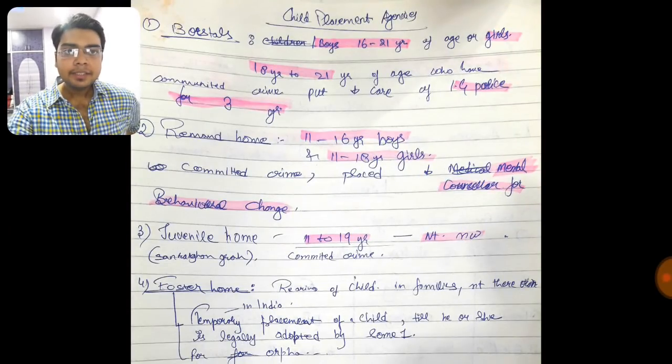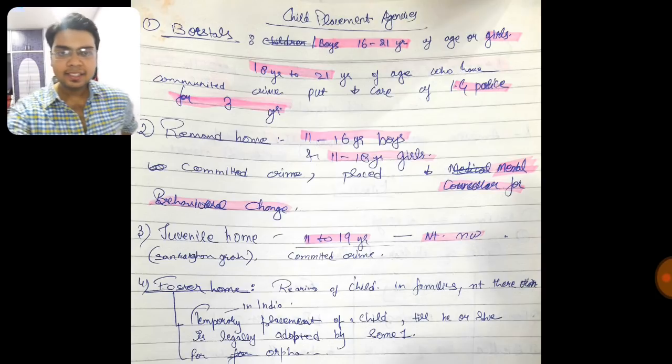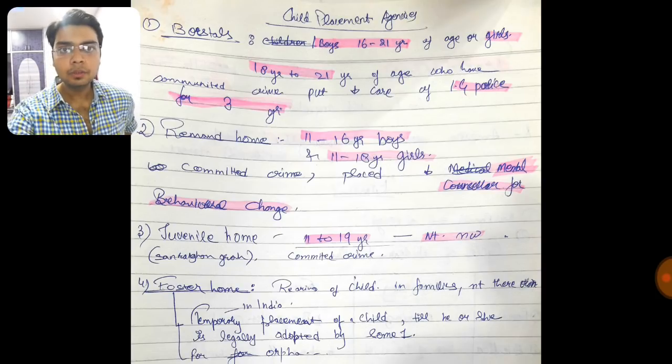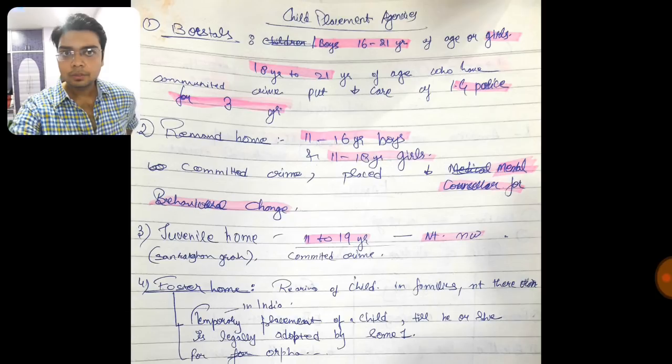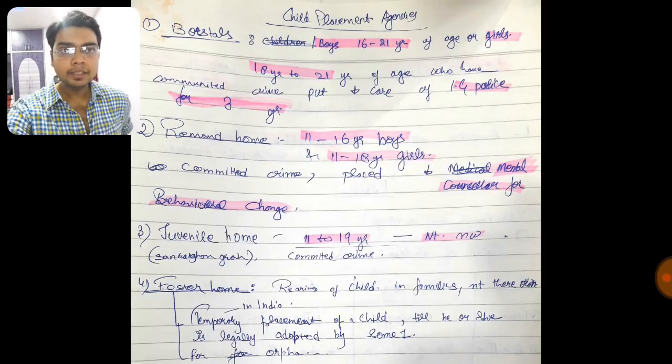Now there are different child placement agencies. This is very rare, but they do ask this. So you should know what is Borstal, what is remand home, what is juvenile home, and what is foster home. So in Borstal, basically the boys of 16 to 21 years and girls of 18 to 21 years who have done crime are put under IG police for 3 years.